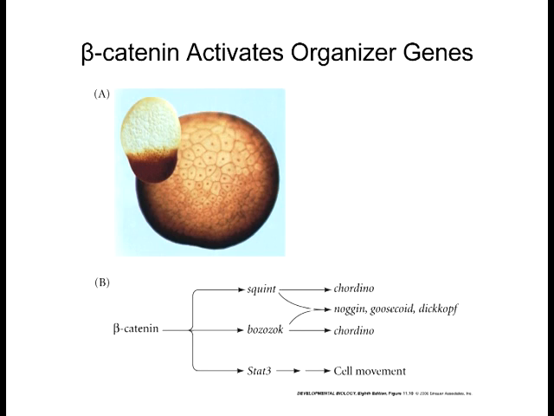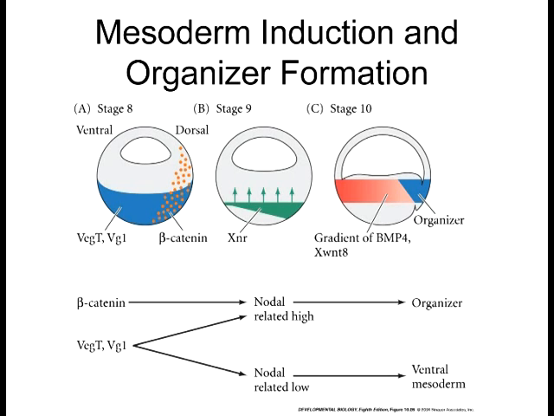I don't want you to go through all of the various genes that it turns on. There's quite a few, and it's very complex. But the fact of the matter is, when you get a combination of beta-catenin, which is necessary for the transcription of key genes, and the combination of Veg-T and Veg-1, then you turn on key genes in the Nieuwkoop center, which then initiate transcription of key genes in the organizer. And that's how the organizer gets formed.